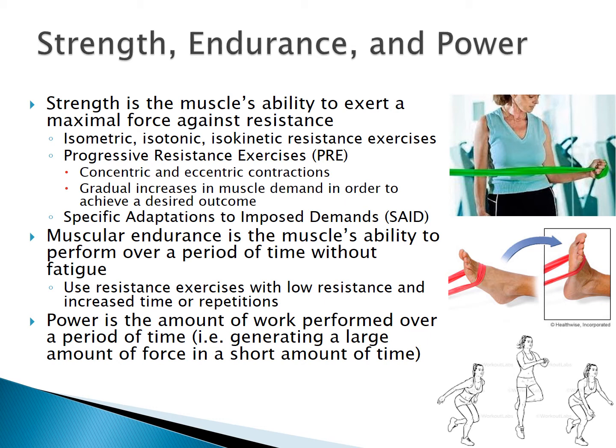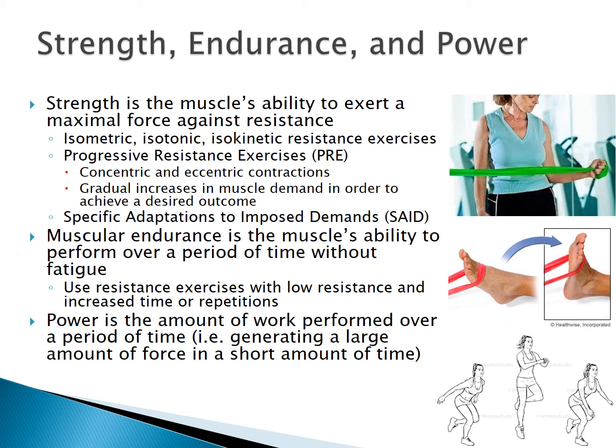This is the SAID, or specific adaptations to imposed demands, principle. This principle states that tissues will respond to the demands placed upon them. To get strong, muscles must adapt to increased loads. Following injury, this load may be just the force of gravity as the patient moves through a range of motion. As the patient gets stronger, the athletic trainer must apply manual resistance. The patient may then progress to weight equipment or some other strength device. The key is progression. PRE allows patients to work through a full range of motion and utilize both concentric, or muscle shortening, and eccentric, or muscle lengthening, contractions.